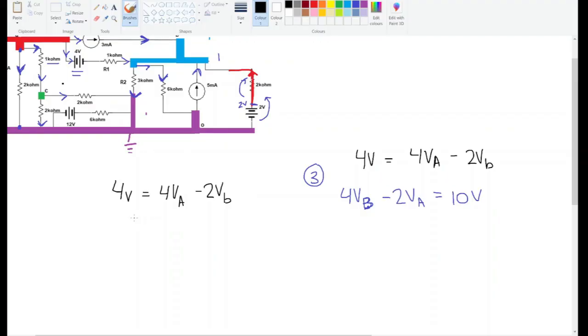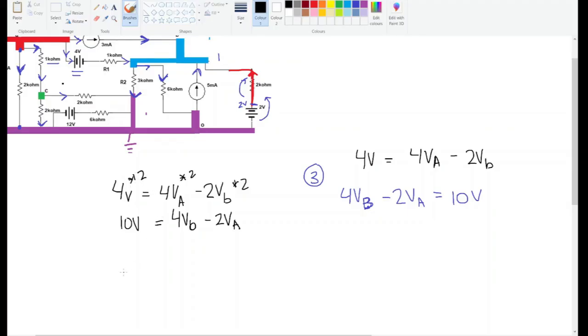Yeah, okay. And the other one is 10 volts is equal to 4VB minus 2VA. So what I would do in this situation is I would multiply the VBs so they equal each other. So I would multiply this equation on the top by 2.